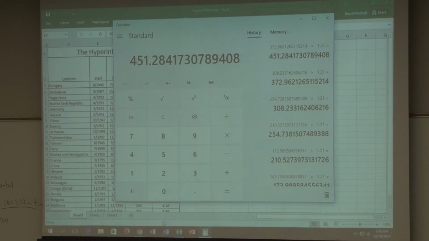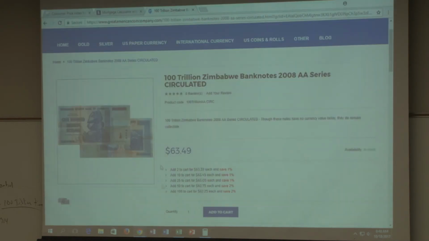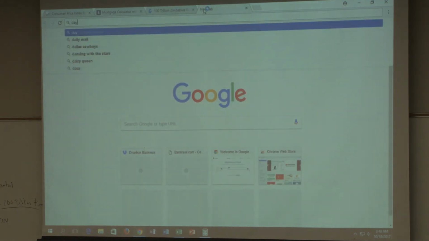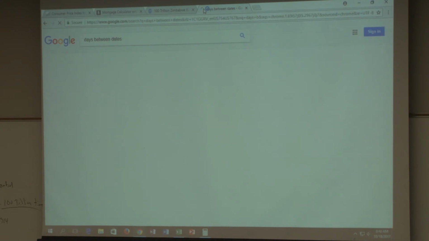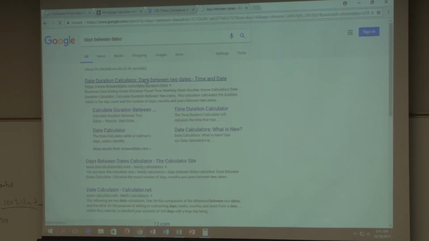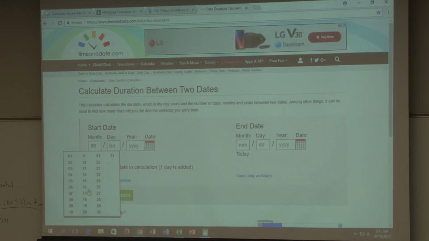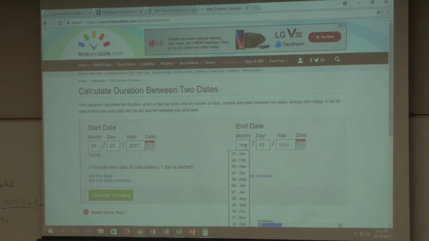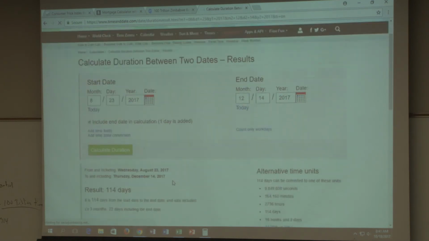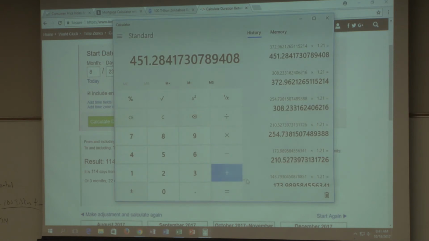But let's see how many days there are. Days between dates. When was our first day of class? August something? August 23rd, 2017. Finals are all done December 14. That's 114 days.